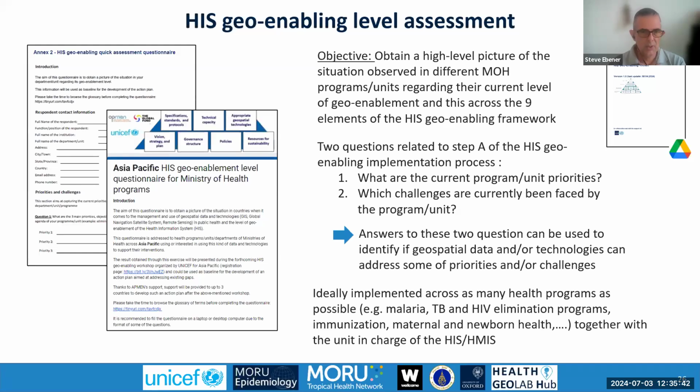As mentioned earlier, the first 2 questions are related to this first step in the process. They look at the current priorities of programs or units, and also the challenges currently faced by them. The answers can be used to identify if geospatial data and technologies can be used to address some or all of them.